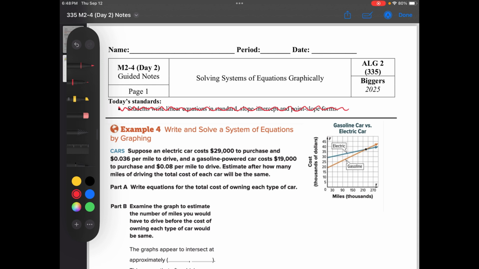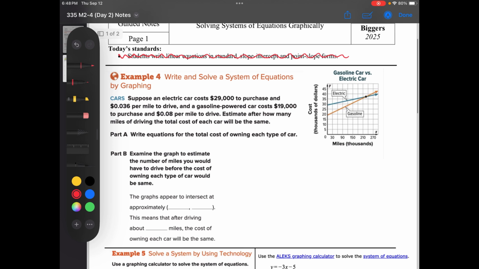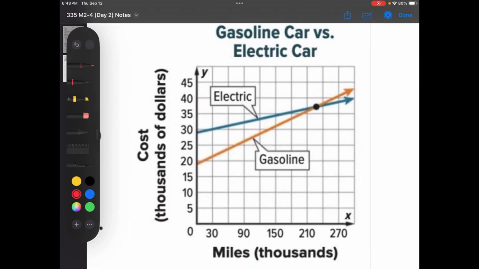Still learning solving systems of equations graphically. Remember, a system of equations is two equations that are graphed. The solution to a system of equations is the point in which the two lines that you graphed intersect. That solution has both an x and a y coordinate.